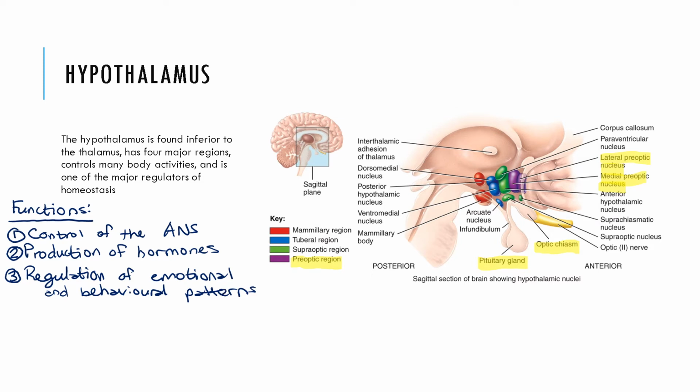So the hypothalamus is going to really regulate and participate in the expressions of rage, aggression, pain, pleasure, a lot of those emotional patterns, behavioral patterns, that kind of stuff. The hypothalamus is really important in that.